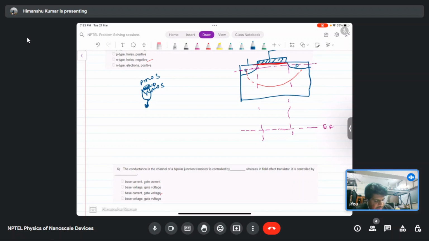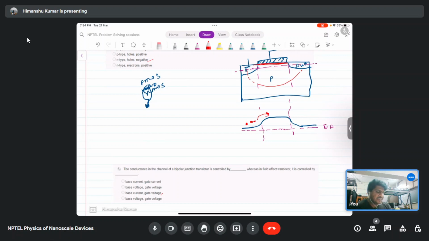Now the source side is n plus type in the NMOS case, so the Fermi level is closer to the conduction band, and the channel is p type in the NMOS case. So the Fermi level will be away from the conduction band in the channel region. This barrier is formed, and the electrons will feel this barrier. If we don't reduce this barrier, they won't cross it, and conduction will not take place if we don't apply the gate bias.